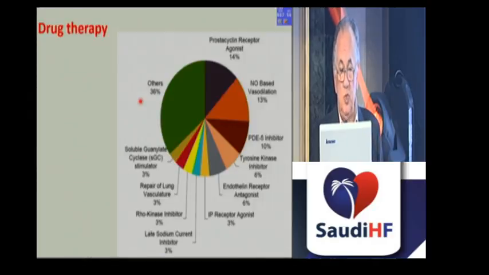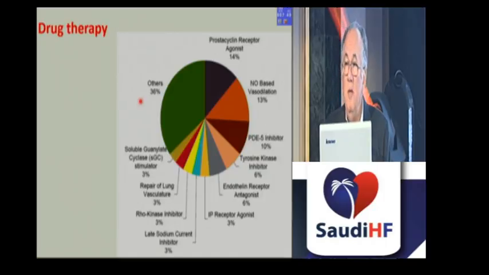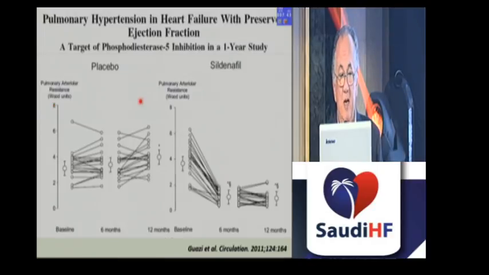bad prognosis. Drug therapy, and when you see a myriad of drugs like this, you conclude that none of them is ideal or close to ideal. This is pulmonary hypertension with preserved ejection fraction, the use of phosphodiesterase 5 inhibitors. And it shows an improvement of the pulmonary vascular resistance after 6 months that is maintained for 1 year.